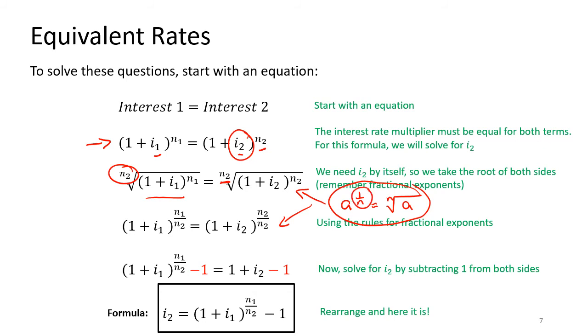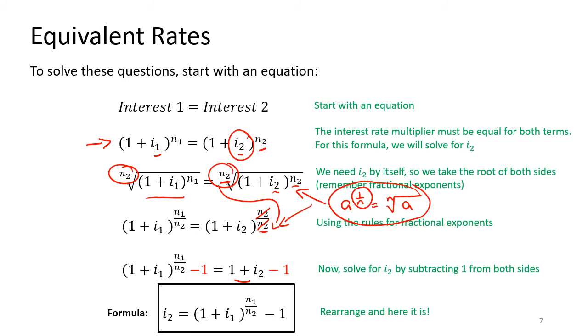And the same thing applies for the second side. So in this instance, 1 plus i2 to the exponent n2, then you have to divide it by n2. It places this value into the denominator here. So just like when we talked about in the past, these cancel. n2 divided by n2 just becomes 1. So we're left with just 1 plus i2 on the right side. So now i2 is free, it's out of its brackets, and we can solve for it.